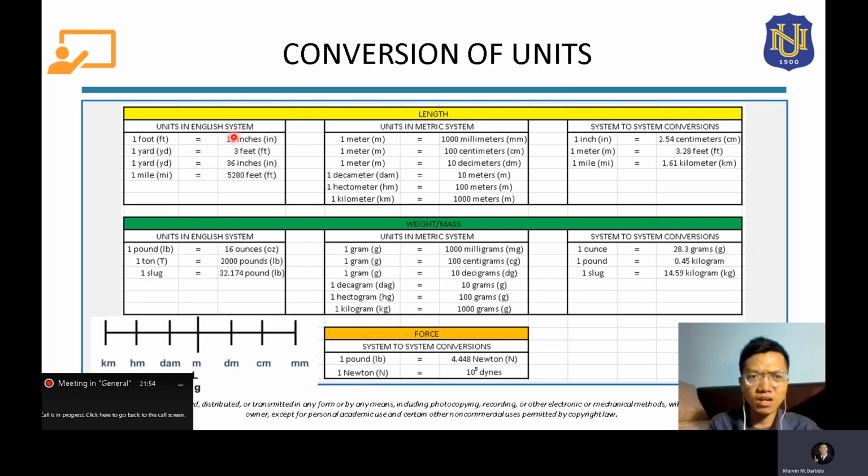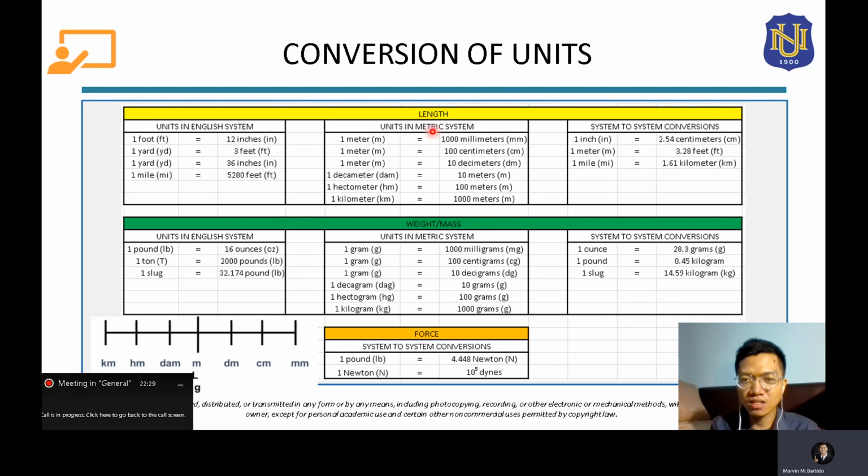Okay, so for the first table, you have to be familiar with these conversion factors for length. You should memorize that 1 foot is equal to 12 inches, 1 yard is equal to 3 feet, 1 yard is equal to 36 inches, 1 mile is equal to 5,280 feet. Okay, so for this table naman, you have to memorize that 1 inch is equal to 2.54 centimeters, 1 meter is equal to 3.28 feet, 1 mile is equal to 1.61 kilometers.